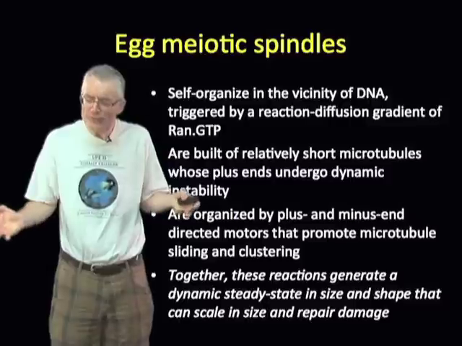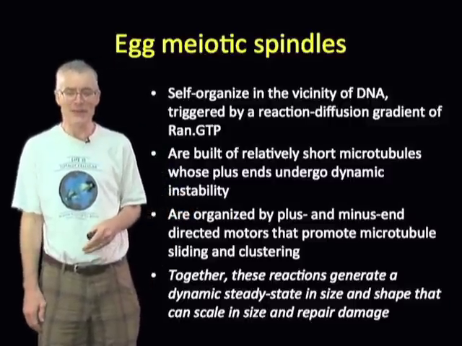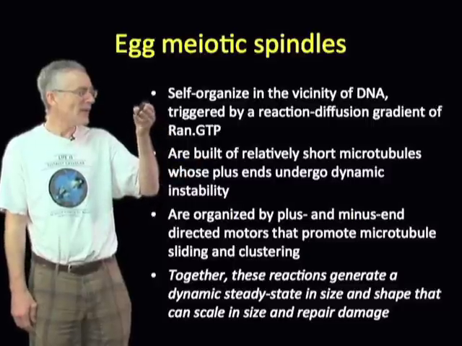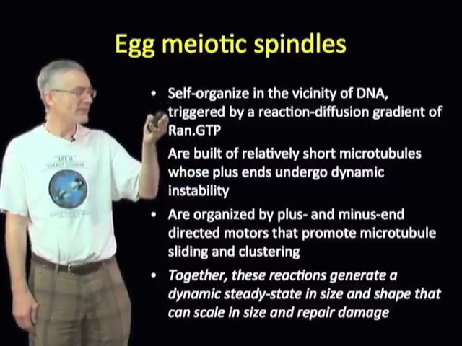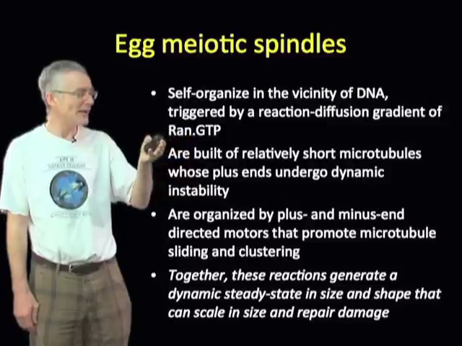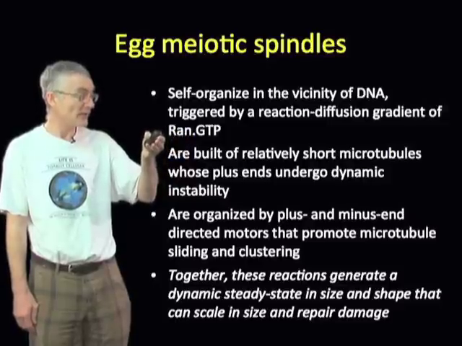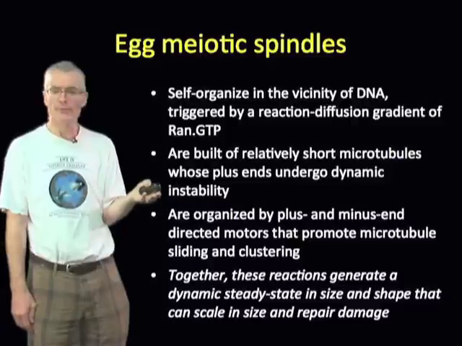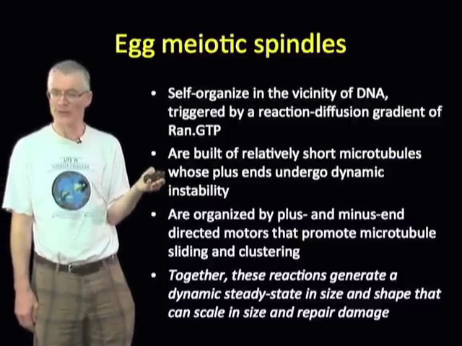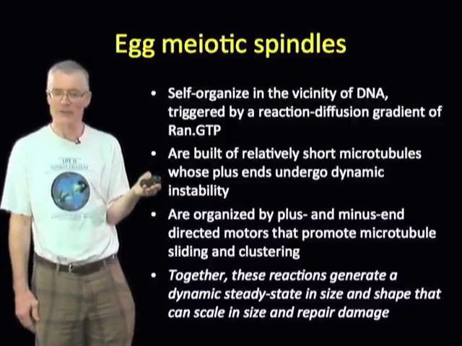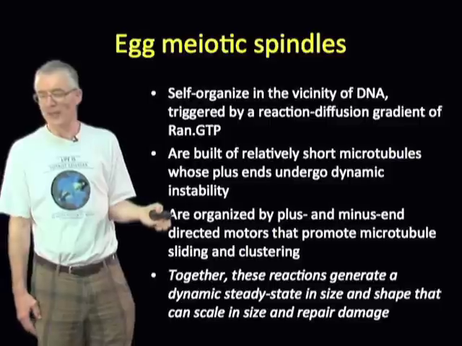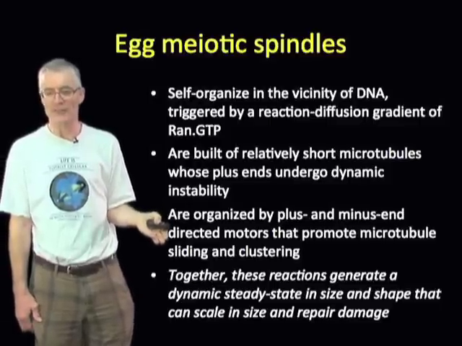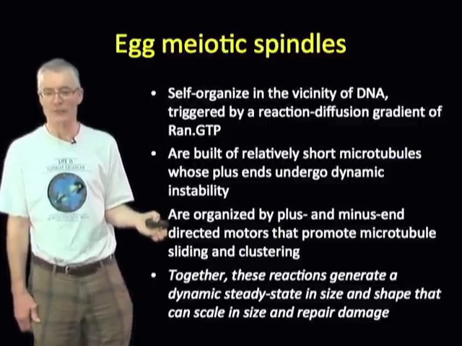So, a lot of details. I hope that was interesting. Let me quickly summarize them. Egg meiotic spindles self-organize in the vicinity of DNA, triggered by a reaction diffusion of Ran.GTP and also a kinase gradient. They're built of relatively short microtubules whose plus ends undergo continuous dynamic instability. They're organized by these motor proteins, plus and minus directed motors that promote sliding and clustering.